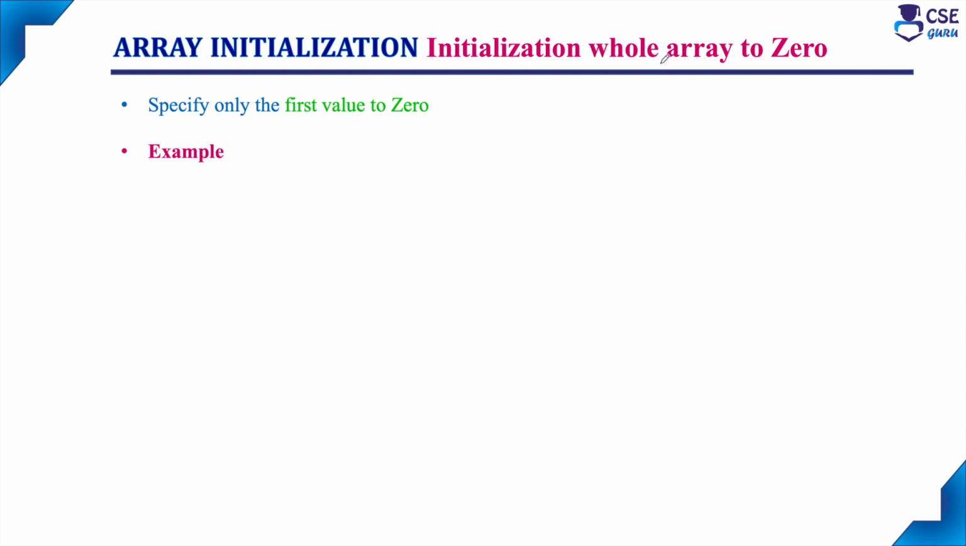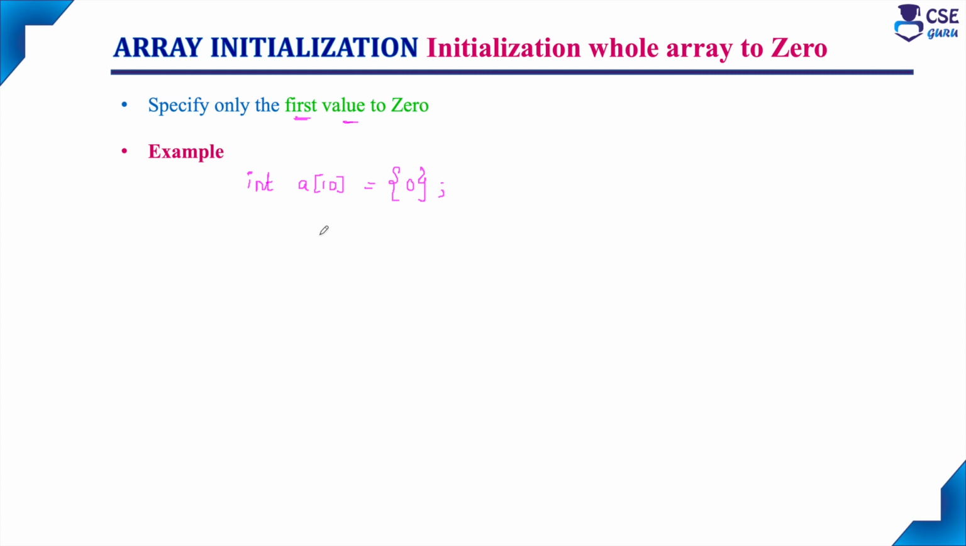The next method is initializing the whole array to 0. If you want to initialize all the specified memory locations to 0, it is not required to specify 0, 0 individually. Specify only the first value as 0. For example, int a of 10. I want to set all the memory locations to 0. So a of 10 is equal to, within curly brackets, specify only one 0.